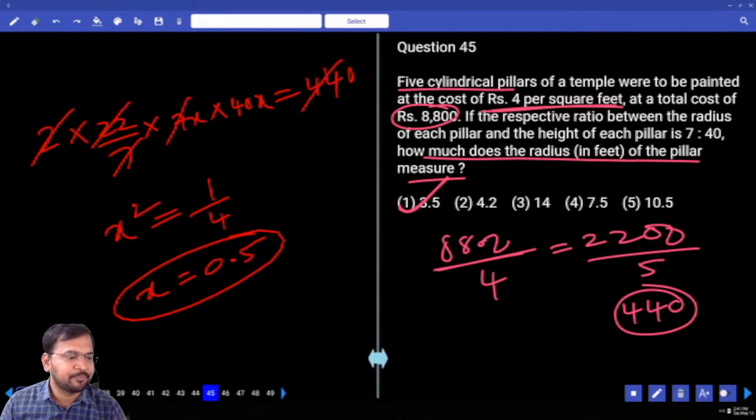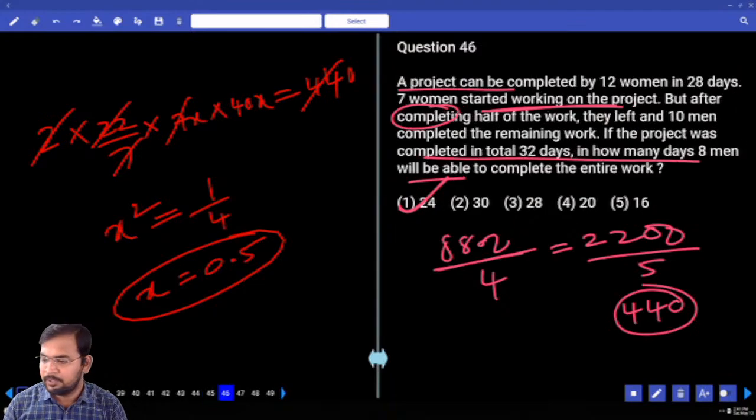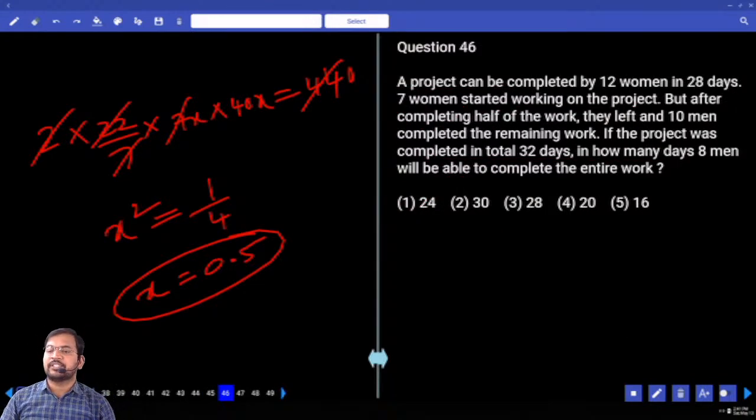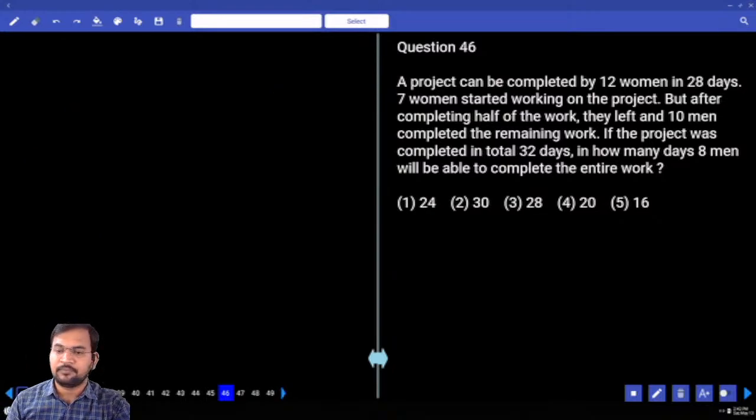Are you ready? A project can be completed by 12 women in 28 days. 7 women started working on the project, but after completing half of the work, they left, and 10 men completed the remaining work. If the project was completed in a total of 32 days, in how many days will 8 men be able to complete the entire work? Okay.